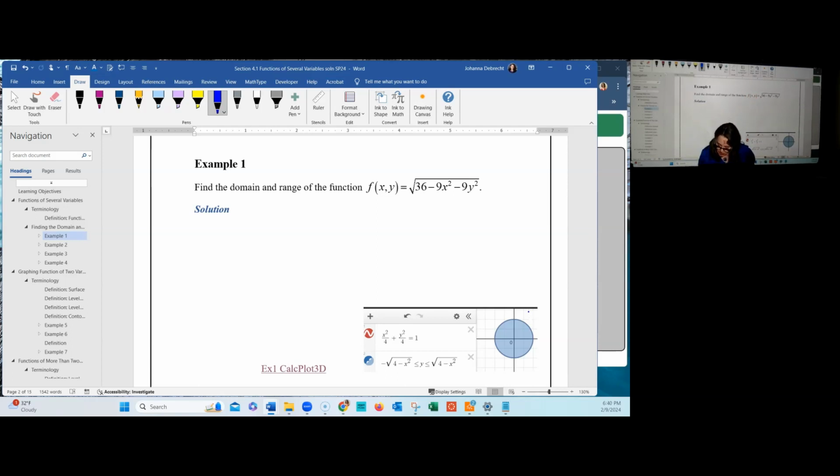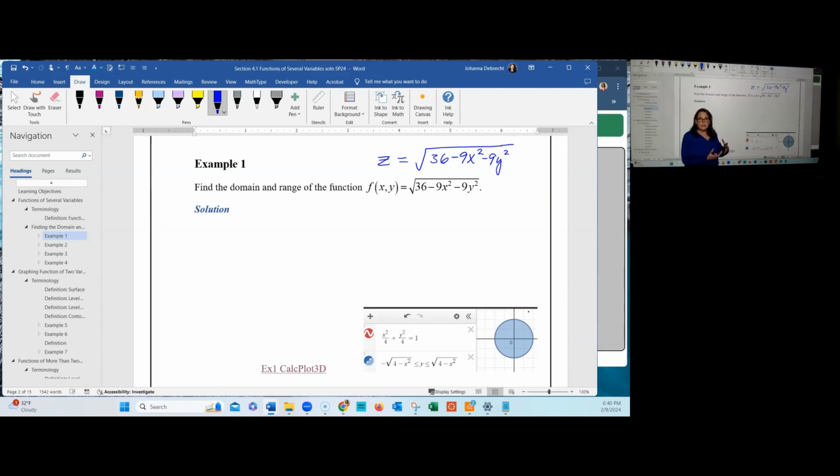So when we think about this, this is really representing the equation z equals the square root of 36 minus 9 multiplied by x squared minus 9 multiplied by y to the second power. Now, when we think about this, we have to think about the domain and the range. If I think about the range, I think about what kind of z values could come out of this.